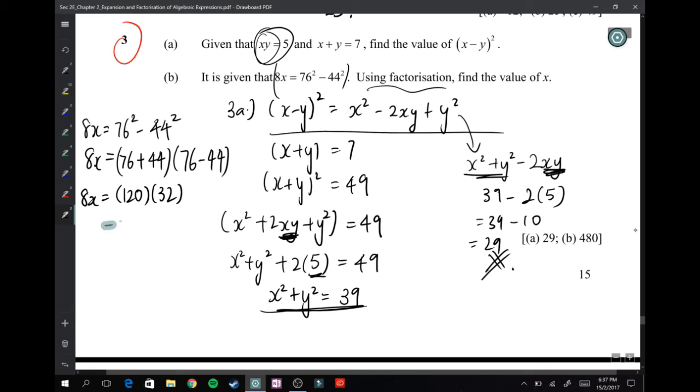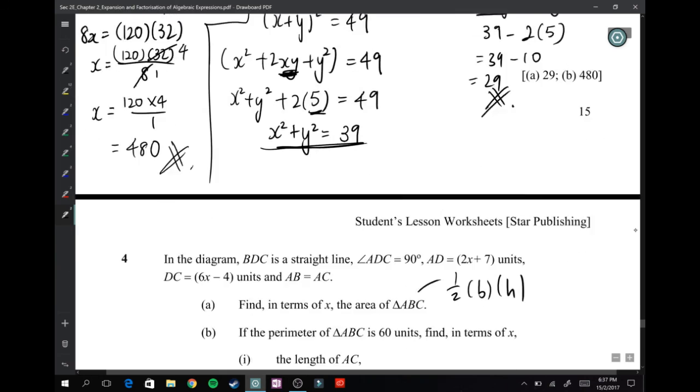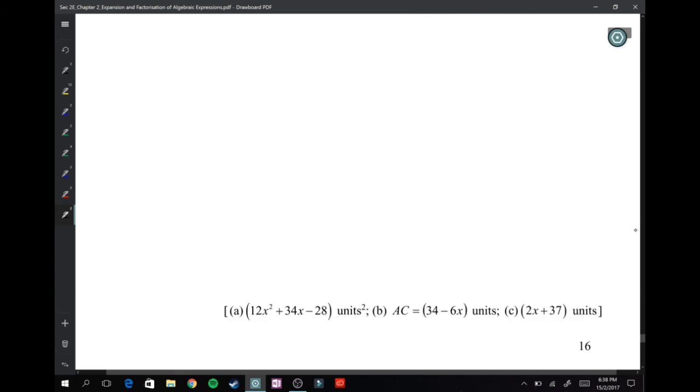Now it is still not very nice to do this. So x equals 120 times 32 over 8. Now we can cancel. When you cancel, this actually becomes 4, this actually becomes 1. So x actually equals 120 times 4 over 1. We get 480. It's doable by mental calculation, right? Then question 4, quite straightforward.